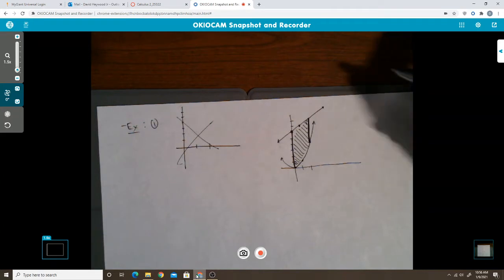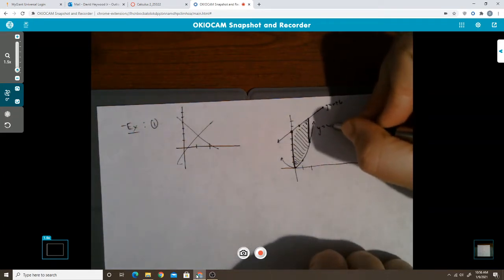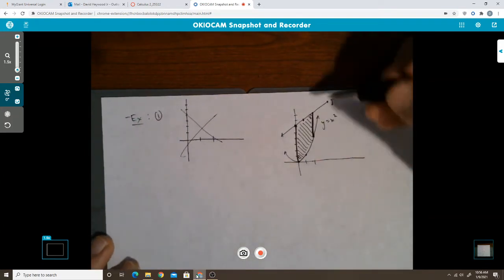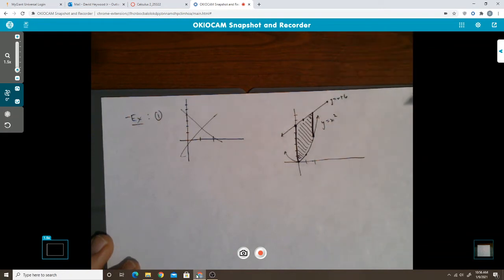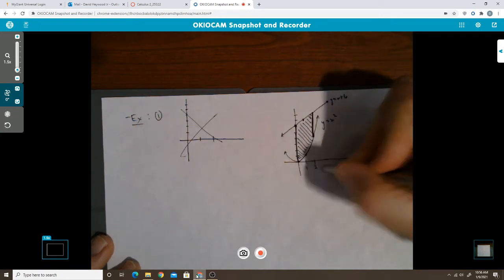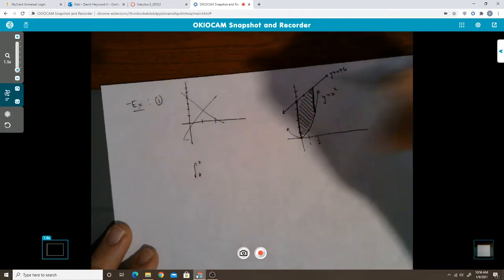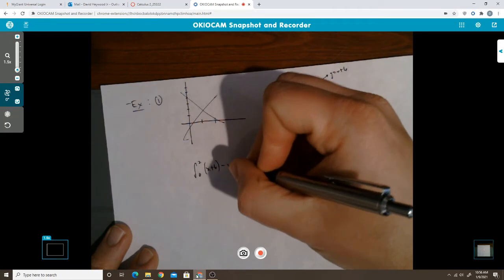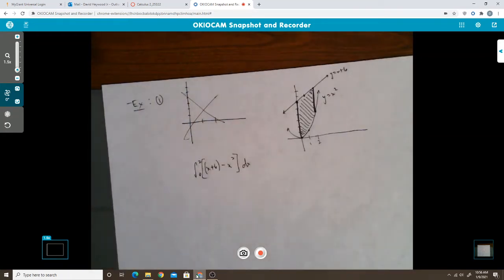Okay, so this is y equals x plus 6. This is y equals x squared. This should be pretty easy then, right? So the area is just going to be x plus 6 minus x squared, integral from 0 to 2. So integral from 0 to 2 of x plus 6 minus x squared dx.